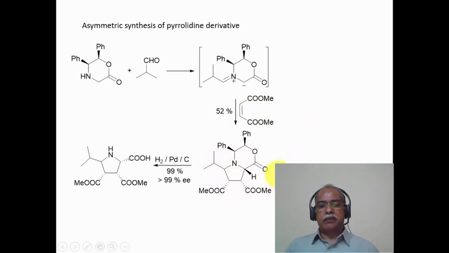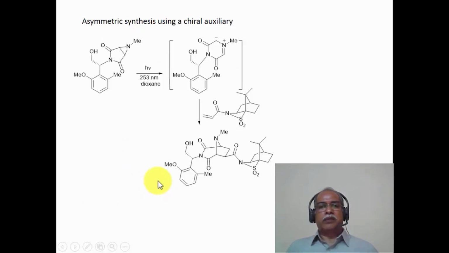of this particular derivative. This derivative now undergoes hydrogenolysis of this benzyl carbon-nitrogen bond and the carbon-oxygen bond to produce the corresponding pyrrolidine derivative, where 3 stereocenters are produced. The 4th stereocenter is not very well defined in this particular case. However, the compound is produced in 99% yield with 99% enantiomeric excess of only one of the diastereoisomers of this particular molecule that is produced here.